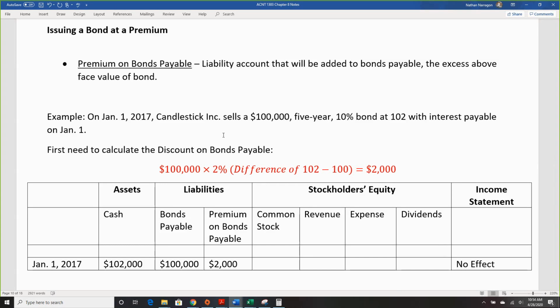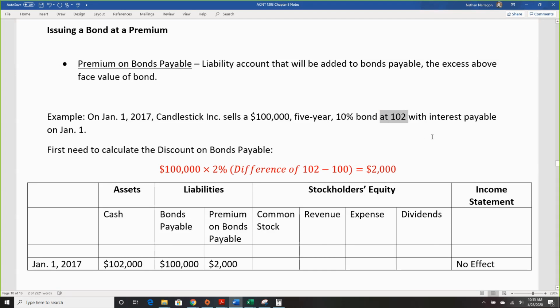But premiums, when we look at premiums, they actually add to the value of the bond. And they are selling at a higher rate. So again, Candlestick is issuing out this bond, but this time they issue it at 102. Okay? So we can see it's higher than 100. When it's higher than 100, we know it's a premium. Okay?